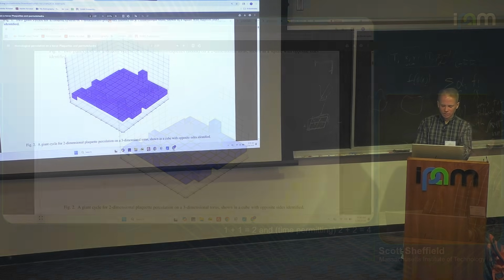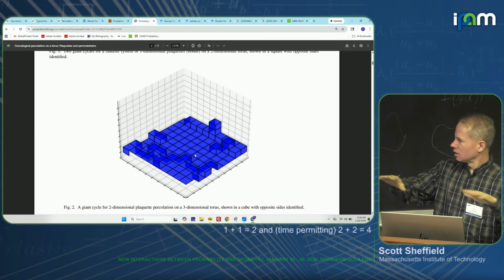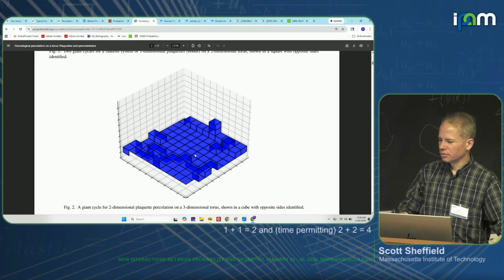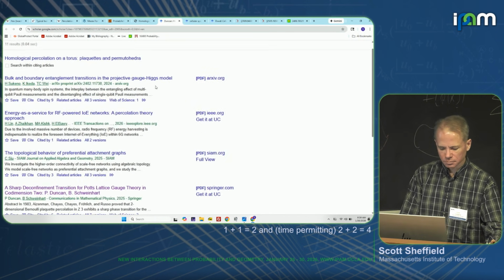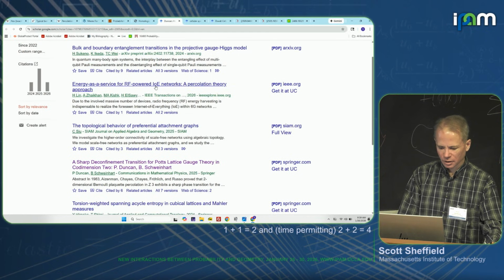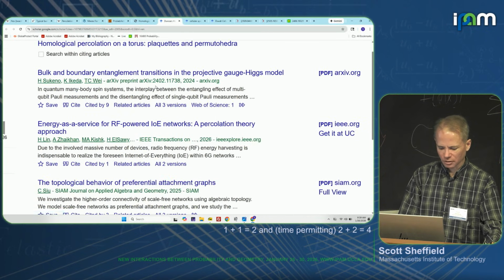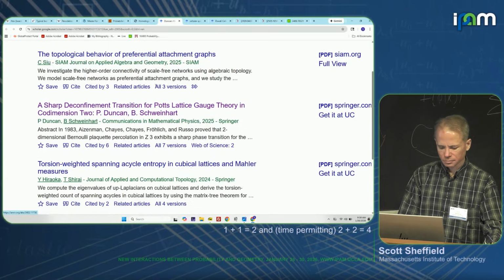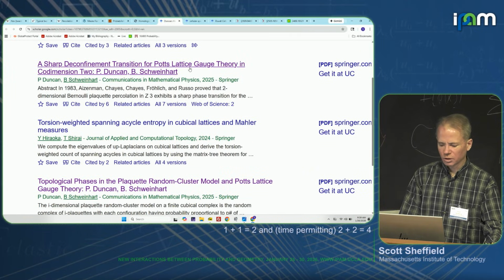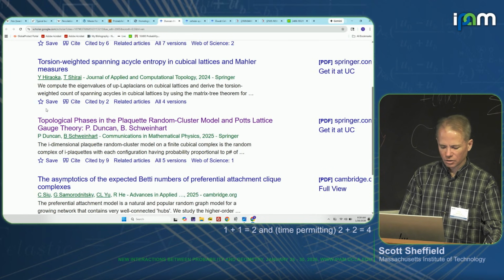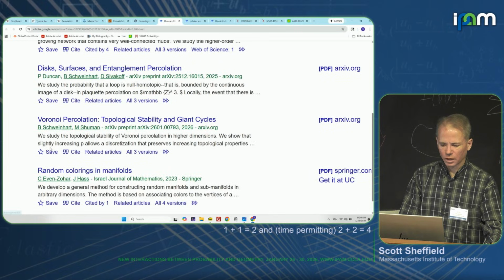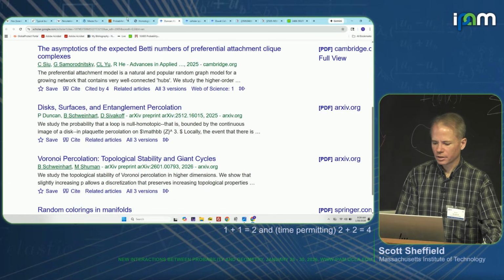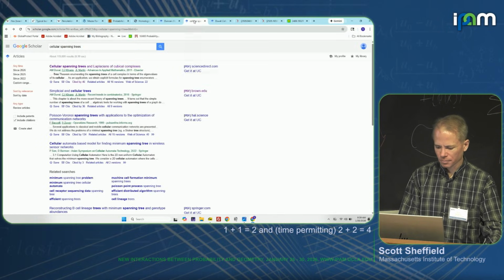But yeah, they have a lot of pictures. This is their example of a homologically non-trivial cycle, and there are several papers. This is a citation list for one of these, and you'll see gauge theory, lattice gauge theory, comes up in some of these, as do random cluster models. This is all connected to the way people are thinking about gauge theories in higher dimensions.